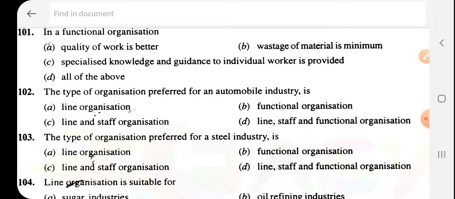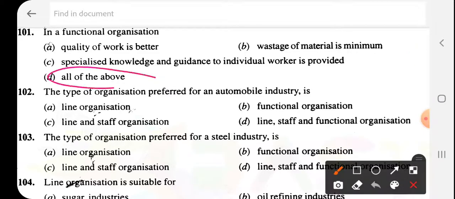101 is D, all of the above. What is this? Quality of the work is better, wastage of material is minimum, specialized knowledge and guidance to the individual worker is provided. So all of the above are correct statements.